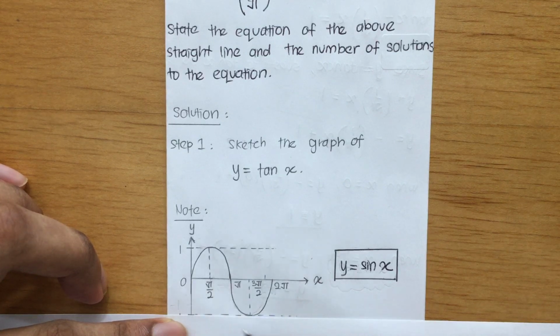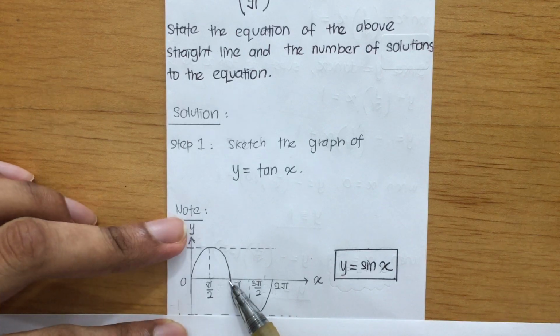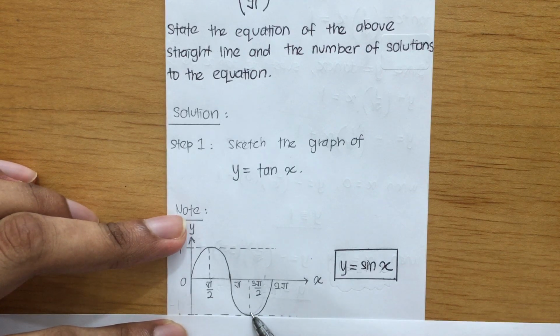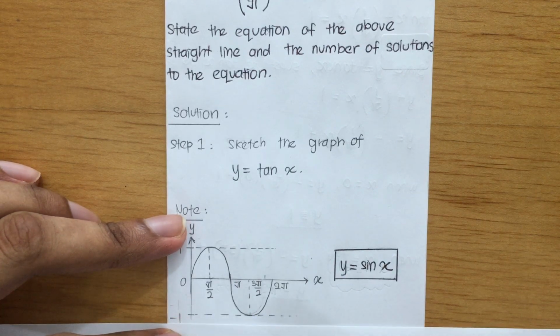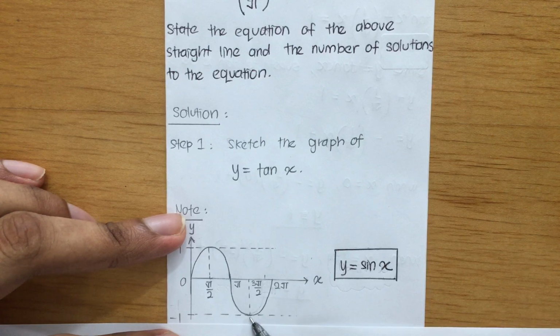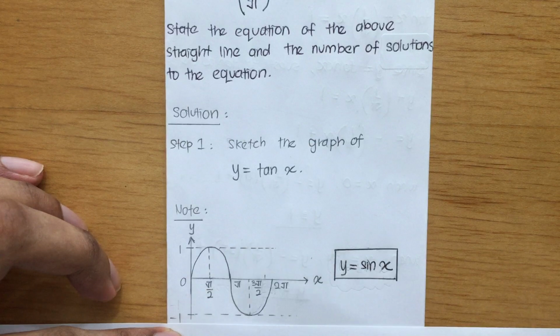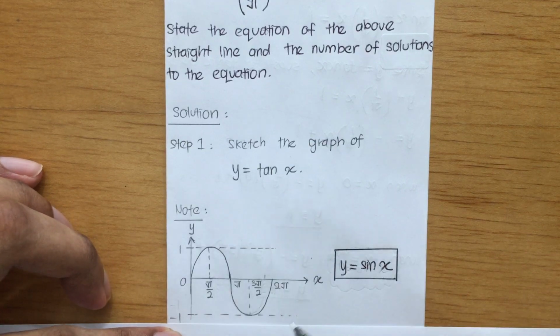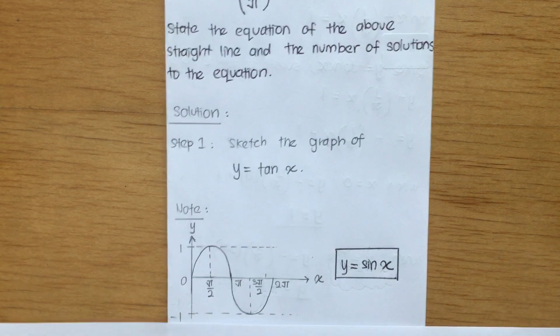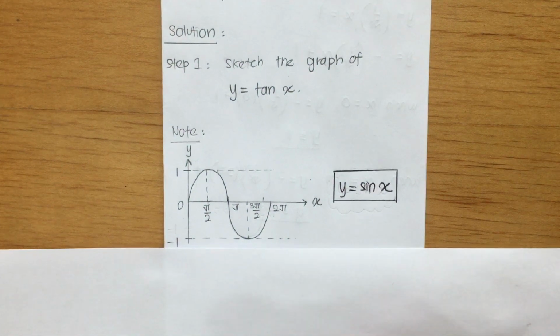And this pattern will continue in a negative direction, when x is equal to 3 pi over 2, it will become negative 1. And then when x is equal to 2 pi, it will go back to 0. So this is called a sinusoidal wave guys. So this is a sine graph. Okay, so continue to the next graph.